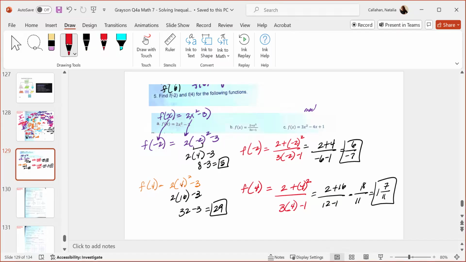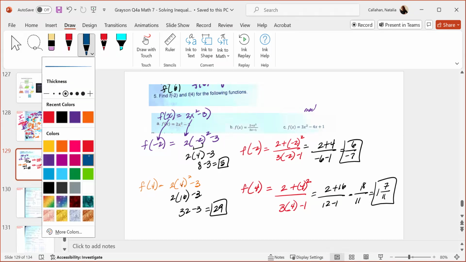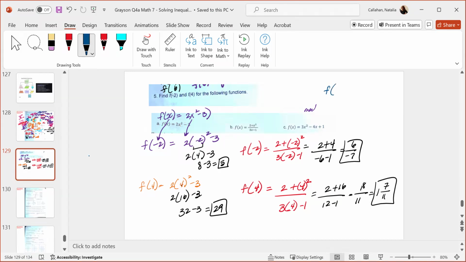Okay, let's take a look at the last one, C. C is challenging because it's a trinomial, right? So if you're finding f of -2, wherever there's an x, you do 3 times -2 squared minus 4 times -2 plus 1. So that's 3 times 4 plus 8 plus 1, which is going to give you 21. Don't copy it down, try it on your own. f of 4, just pay attention for now.